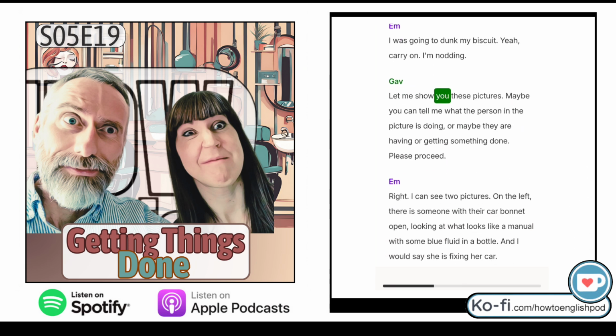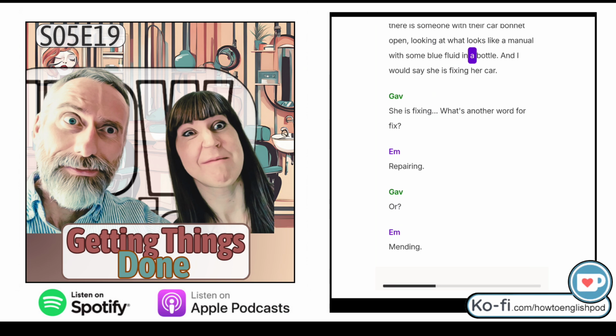Let me show you these pictures. Maybe you can tell me what the person in the picture is doing, or maybe they are having or getting something done. Please proceed. Right, I can see two pictures. On the left, there is someone with their car bonnet open, looking at what looks like a manual with some blue fluid in a bottle. And I would say she is fixing her car.